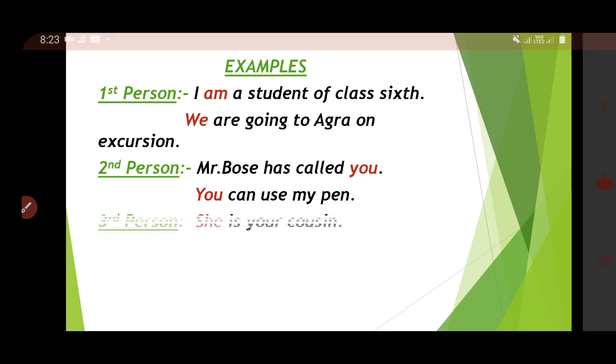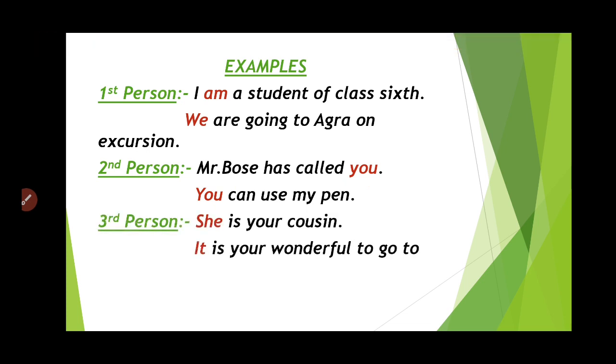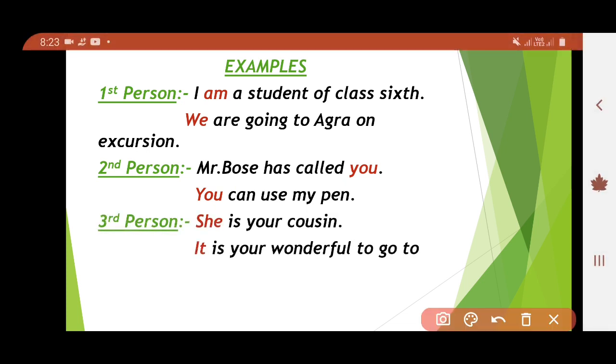Okay. Now let's look at the third person example. She is your cousin. I have just mentioned that if you are going to speak about someone, that person becomes the third person. And when we are going to express or write about that person, we have to use he, she, it, they. I have told you, yes or no? So now I am using, you can see, she is your cousin. So she here is the third person.